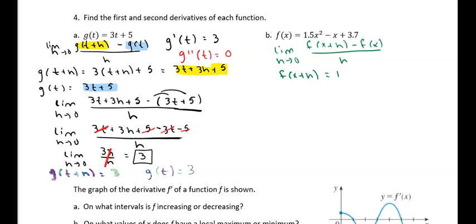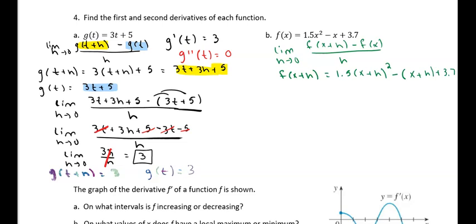So that will look like 1.5 times x plus h quantity squared minus x plus h, plus 3.7. We're substituting in our x plus h. All right, let's clean this up.